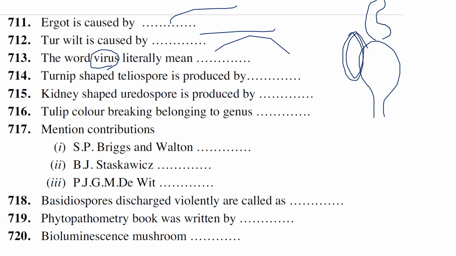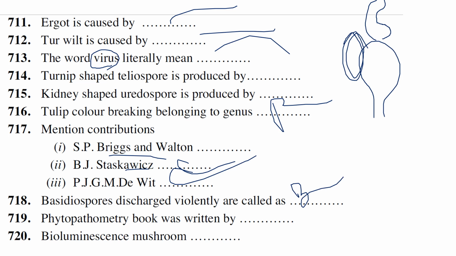Two kinds of spores can be produced by Hemileia vastatrix, which causes coffee leaf rust, right? Tulip color breaking belongs to the genus Potyvirus. And write the contributions of the following scientists: Briggs and Walton, the first plant resistant gene; Staskawicz, bacterial avirulence gene; De Wit, fungal avirulence gene. And basidiospores discharged violently are called ballistospores.